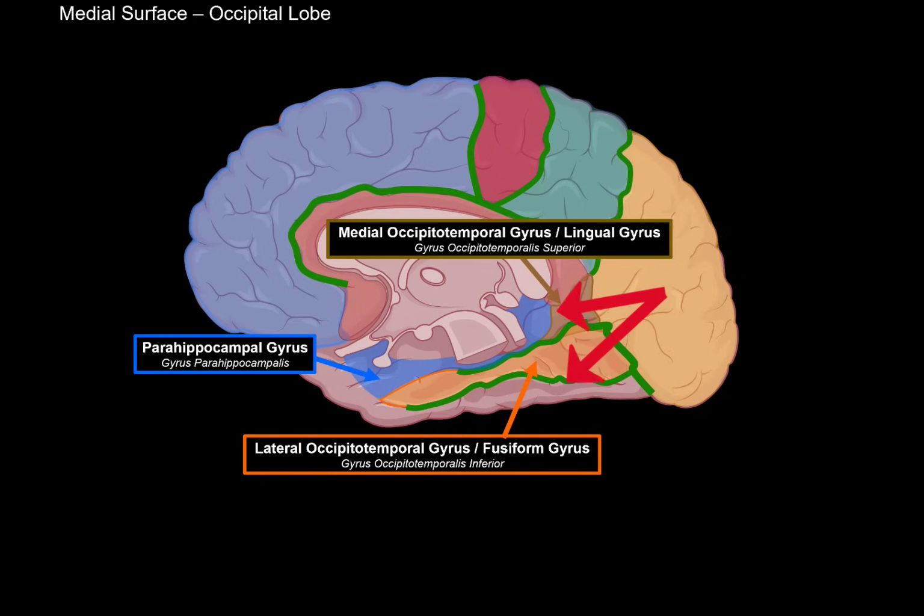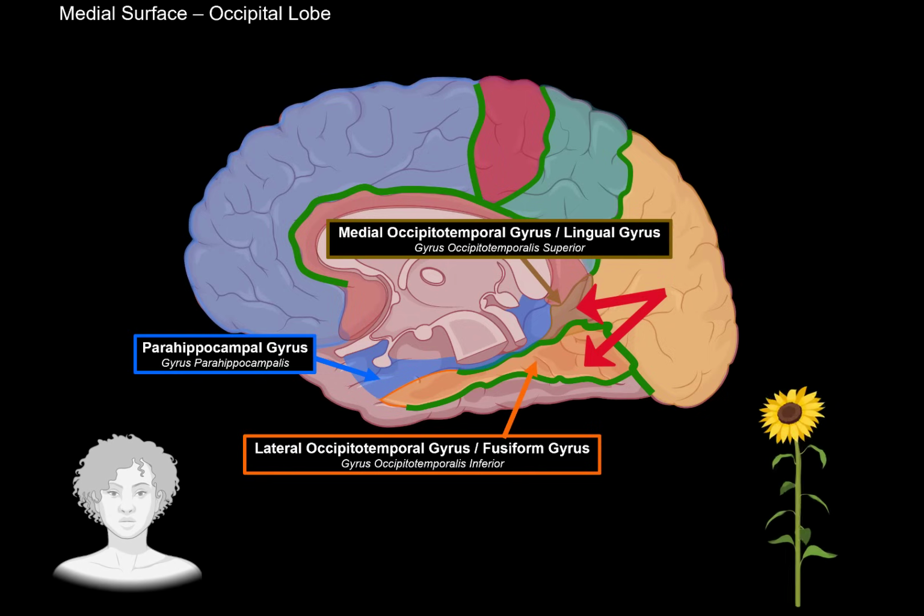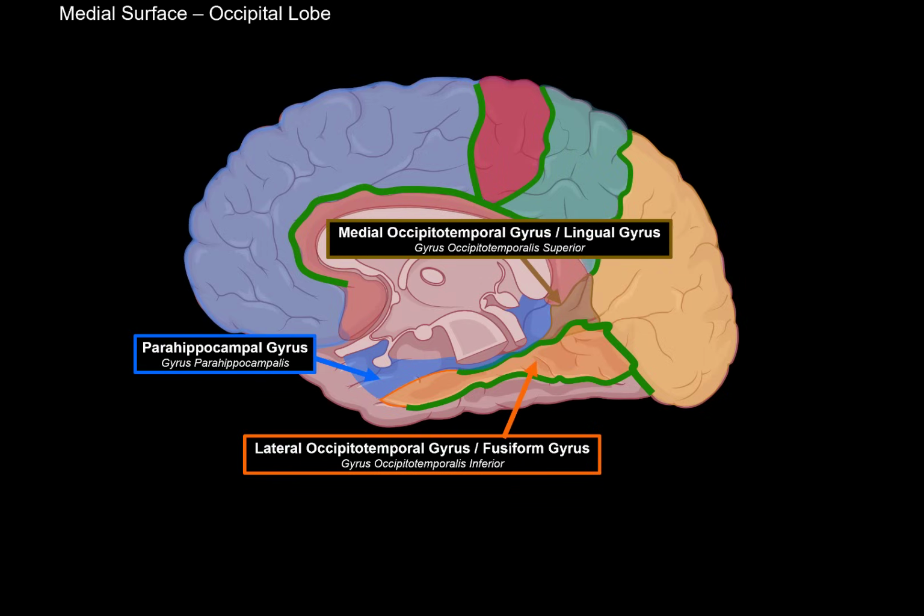So they take in information from the primary visual cortex and they give you the possibility to take past experiences, let's say someone's face or maybe even a flower or a facial expression, and it helps with recognition. It gives meaning to the image you're seeing. So the cuneus, the lateral occipitotemporal gyrus, and the medial occipitotemporal gyrus are all a part of the occipital lobe.